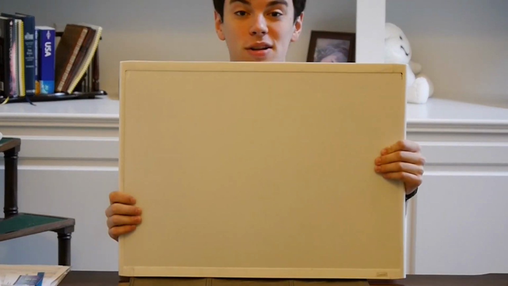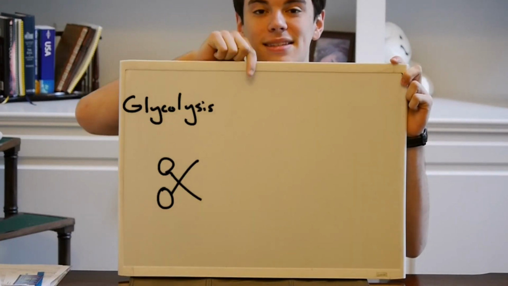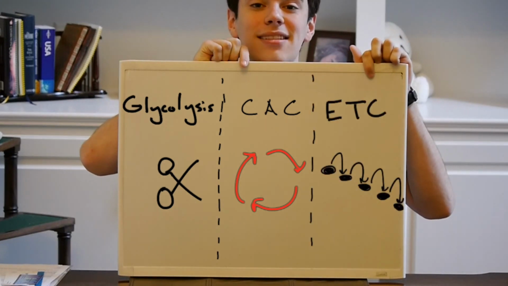Anyway, to get back on topic, cellular respiration is the process in which the energy in food is converted into ATP. There are three parts of the process. The first step is glycolysis. The second step is the citric acid cycle, and the third is the electron transport chain.